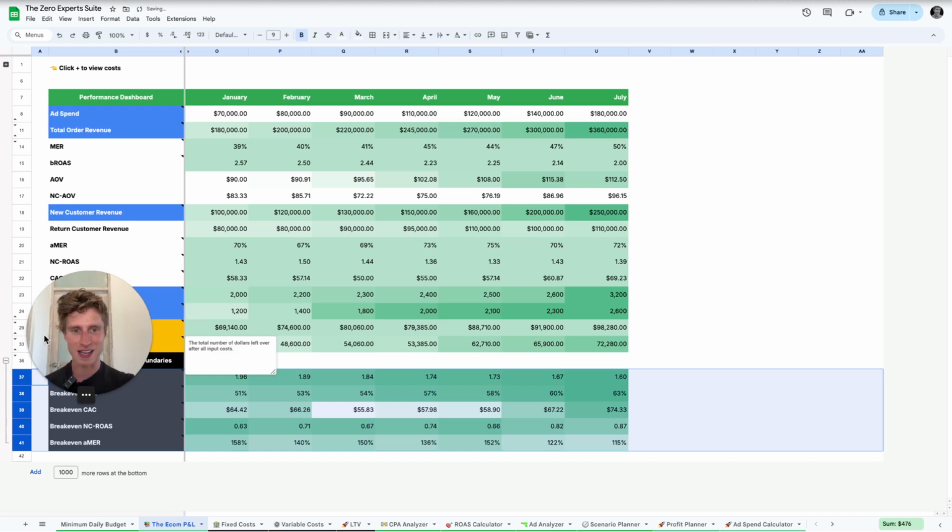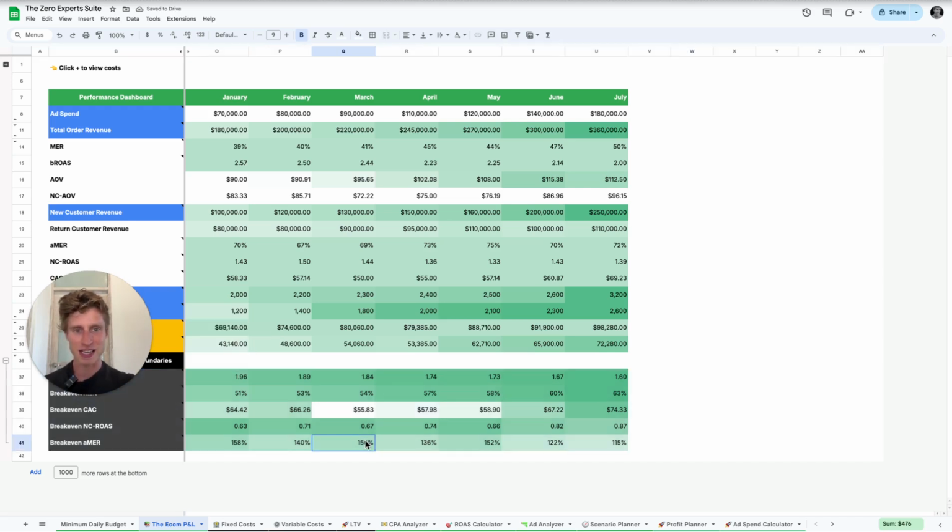You might notice that new customer efficiency is actually at a loss in this dashboard because they have very strong return customer revenue. That's not a recommendation, that's just the truth. With this composition, you would have to incur a loss on acquisition to break even.